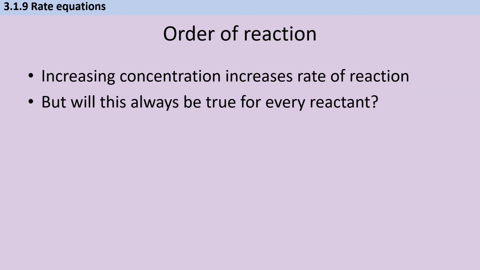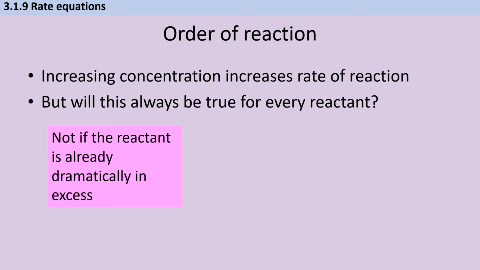At GCSE, you encountered the idea that as you increase the concentration of a reactant, you're going to increase the rate of a reaction. So for one of your required practicals, you mixed sodium thiosulfate with hydrochloric acid, and you would have seen a sulfur precipitate forming and a cross disappearing. And you would have been shown that as you double the concentration of the hydrochloric acid, you double the rate of the reaction, and it takes half the amount of time for that cross to disappear. But is this the same for every reactant in every reaction?